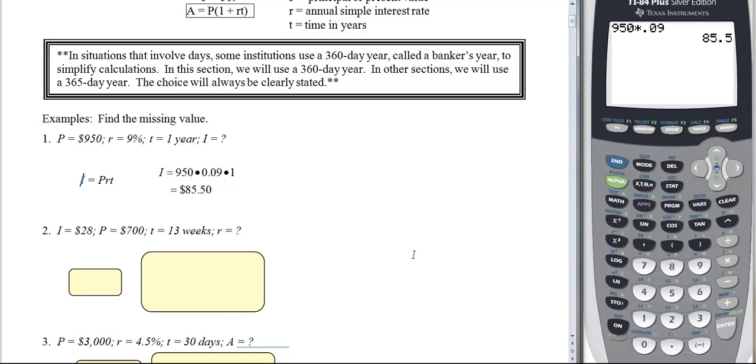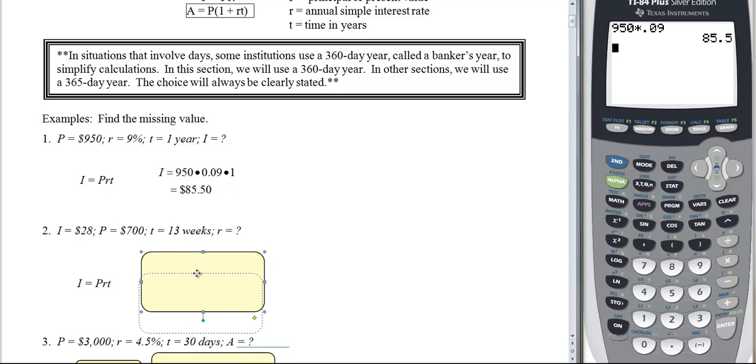In the next problem, the interest is $28, the principal was $700, and the time here is 13 weeks, and they want to know what was the interest rate. Again, I see I, P, R, and T, so that's my simple interest formula. Now what I'd like you to do is pause me and put it in the appropriate position, and if you can, go ahead and solve for R.